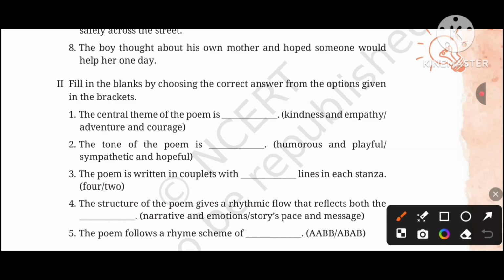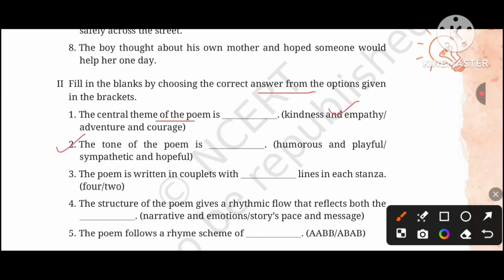Fill in the blanks by choosing the correct answer from the options given. The central theme of the poem is kindness and empathy, and the second option is adventure and courage. So the right answer will be kindness and empathy. This poem highlights caring for a helpless stranger. Empathy means to understand and share someone else's feelings. Here the boy in this poem understands the feelings of the old woman. He shows empathy and kindness towards the old woman. So the correct option will be kindness and empathy.